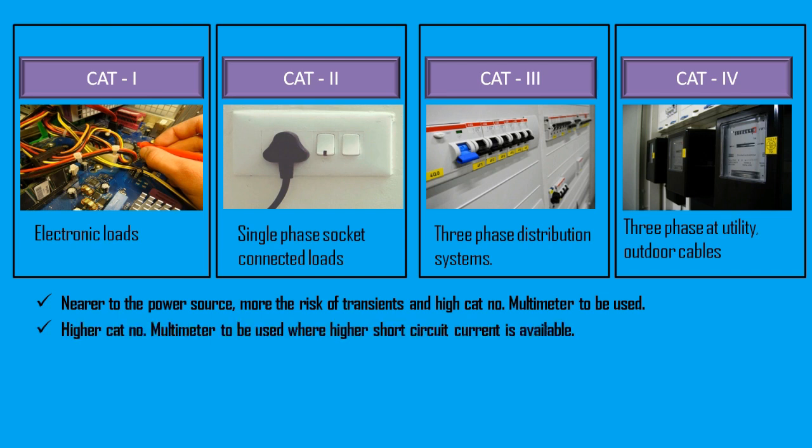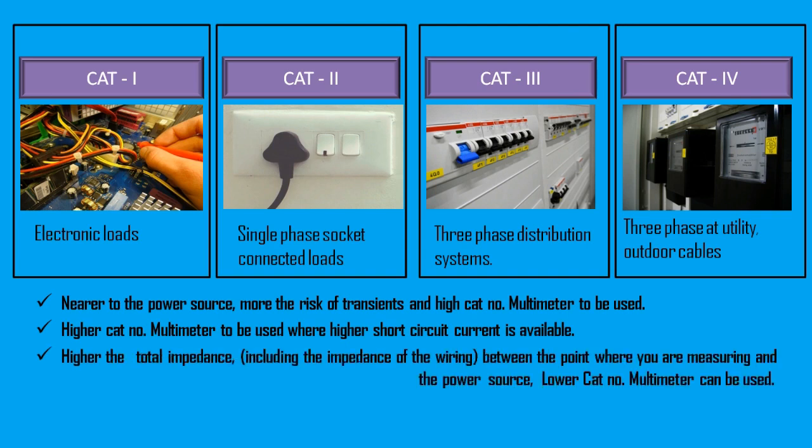A higher CAT number multimeter is to be used where higher short circuit current is available. Higher the total impedance between the point where you are measuring and the power source, lower category number multimeter can be used. That is, suppose you are measuring at a point and the impedance between that point and the power source, that is the CAT 4 source, is high, a low CAT number multimeter can be used as impedance is inversely proportional to the current.